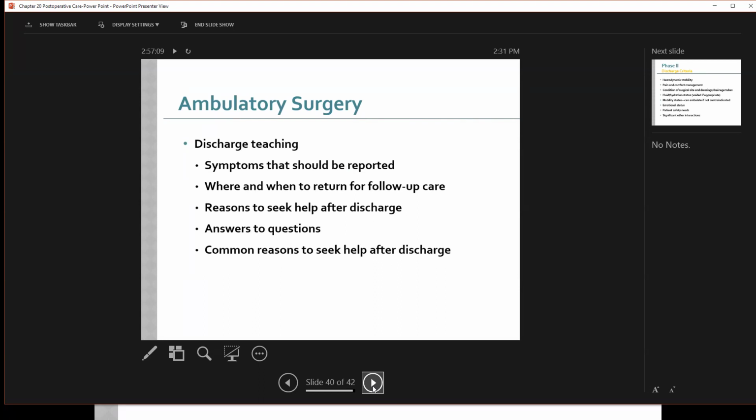Discharge teaching from ambulatory surgery should prepare the patient. Discharge is an ongoing process that begins before surgery. Needs to be provided to the patient and caregiver. It's specific to the surgery and anesthesia used. Incision care and dressings must be reviewed with the patient and caregiver. Medication education, especially pain medication, must also be reviewed with the patient and caregiver. Activities allowed and prohibited should also be reviewed, and dietary restrictions and what is allowed.